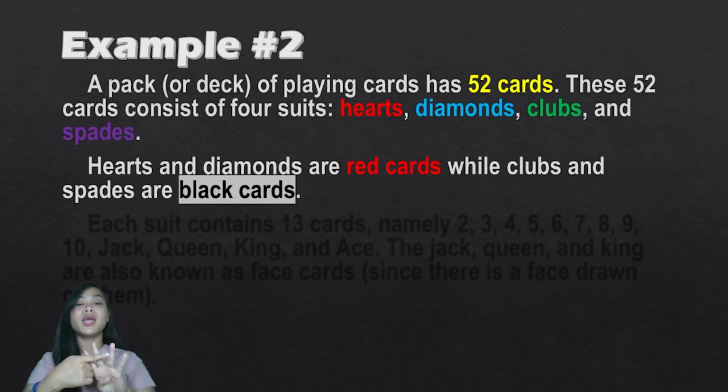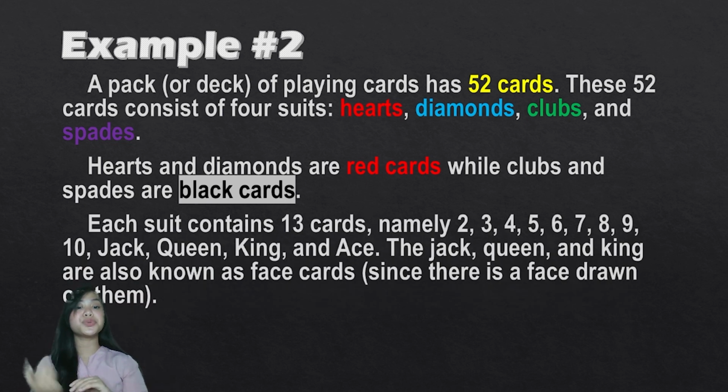Each suit has 13 cards. So we divide 52 by 4. 52 divided by 4, that is 13. And the hearts and diamonds are the red cards, and the clubs and spades are the black cards. So 13 plus 13, so we have 26 red cards and also 26 black cards.